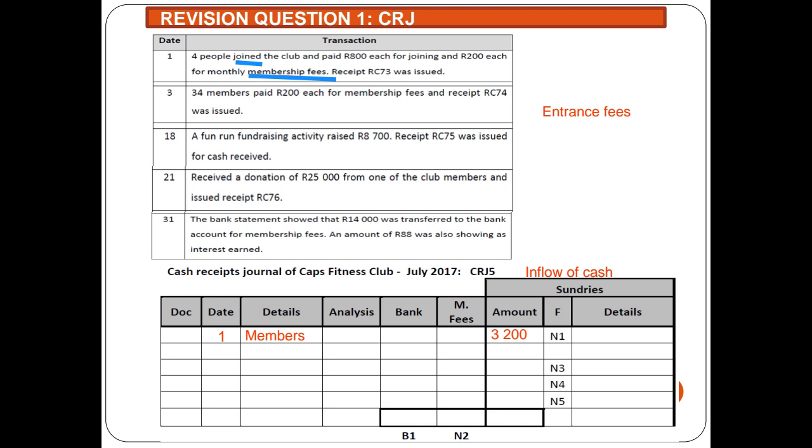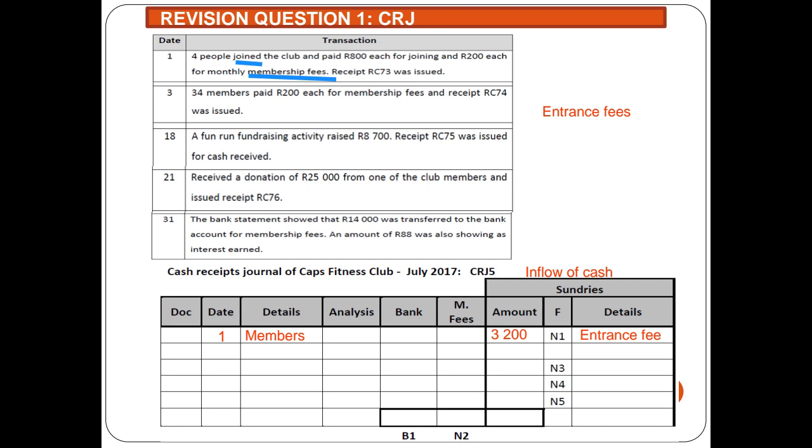Before we go to the analysis, there's something. Remember, we're still under sundries. Did we finish under details? What must I write under details? 4 people who joined. Yeah, but what do you call that amount? I did write it for you here. Entrance fee. Can you see now? Don't forget, guys, because when I mark, I need to give you all the marks. So don't forget to write the details part of it. Just write entrance fee, and then you get your marks.